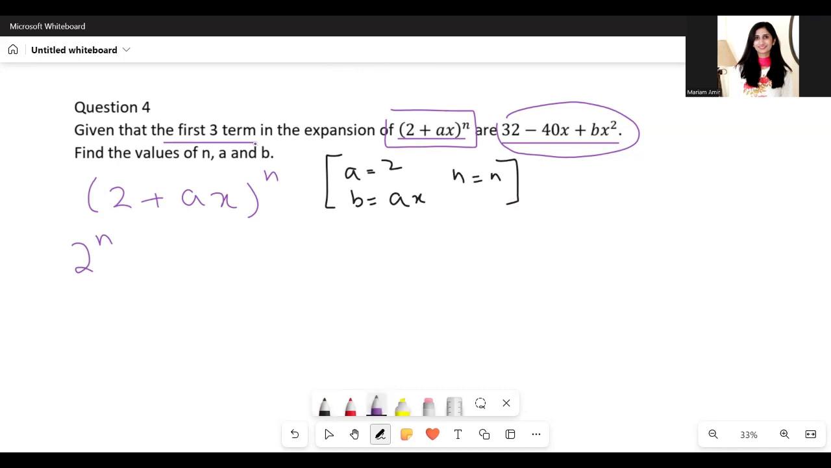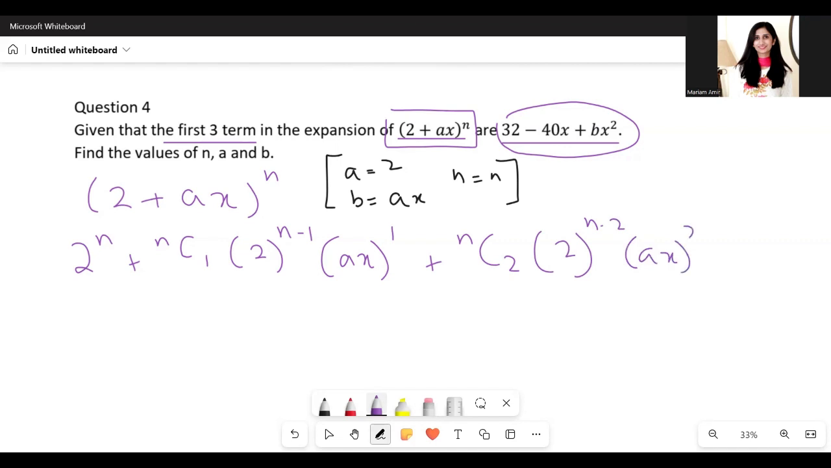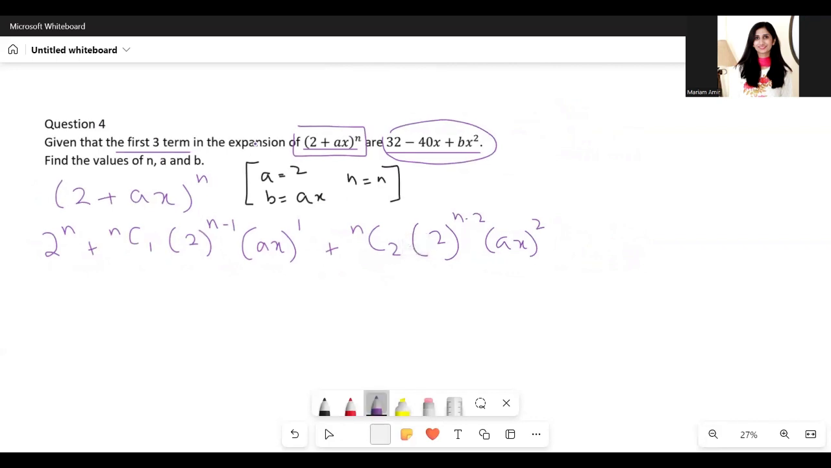So 2 power n plus nC1, first term, which is 2, power subtraction of these terms, n minus 1. Second term is ax, power the lower value of C, plus nC2 is going to be the third term, 2 power n minus 2, and then ax squared. Okay. And now let's slightly simplify it. 2 power n is still 2 power n, plus nC1. You need to know that nC1 is actually just n.